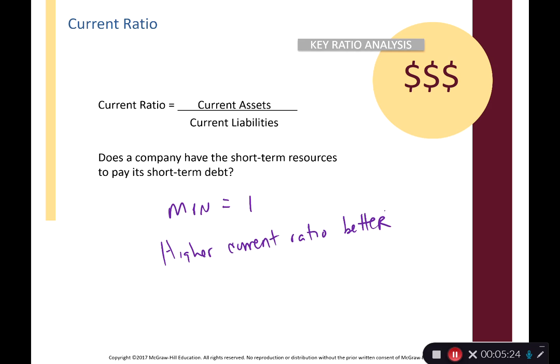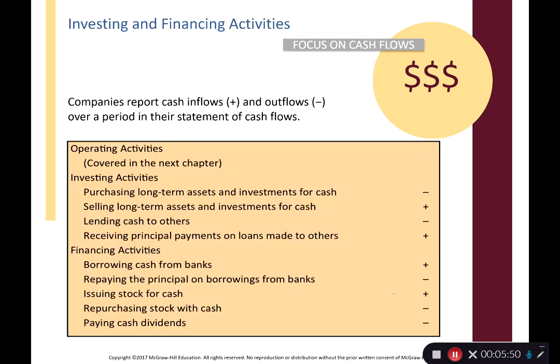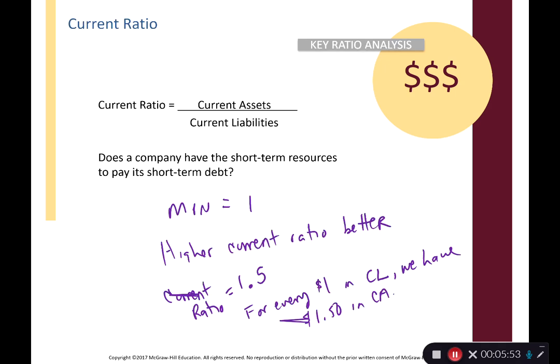Because it means we have more current assets than current liabilities. So if I have a current ratio equal to 1.5, then that means for every dollar in current liabilities, I'm going to use an abbreviation, CL, we have $1.50 in current assets, CA. So the higher the current ratio, the better.